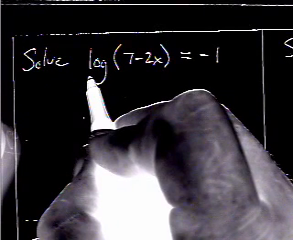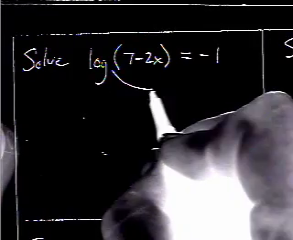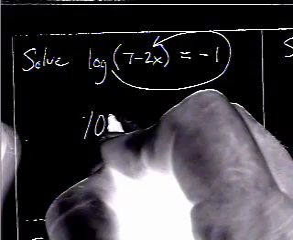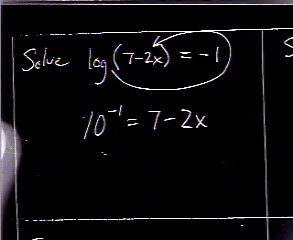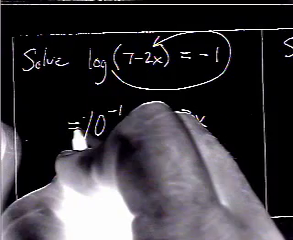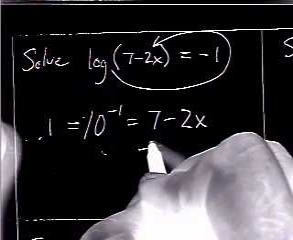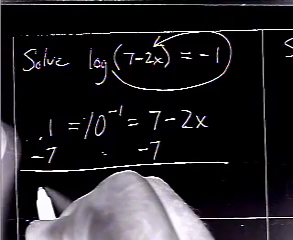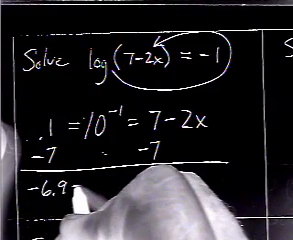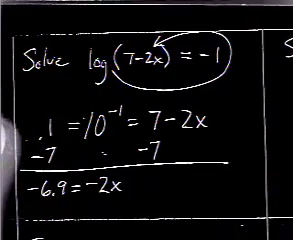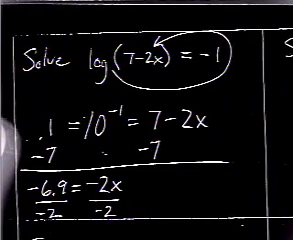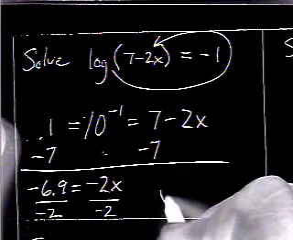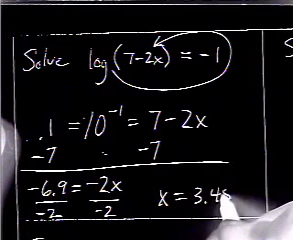Make sure it's a single logarithm. If it is a single logarithm, then you have the green light to go ahead and switch it to its exponential form. 10 to the negative first equals 7 minus 2x. We know that 10 to the negative first is equal to 0.1. So we will be subtracting a 7, getting negative 6.9 equals negative 2x, and dividing by negative 2. So x equals 3.45.